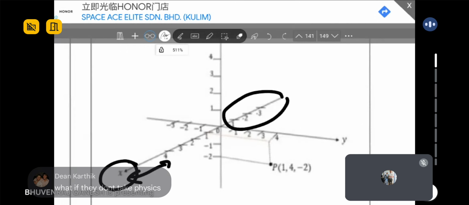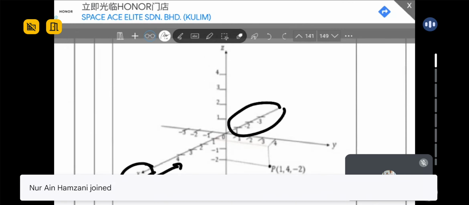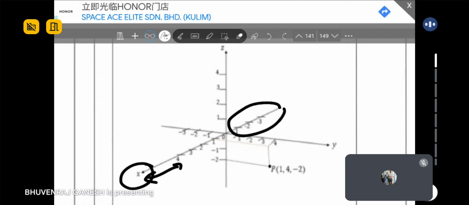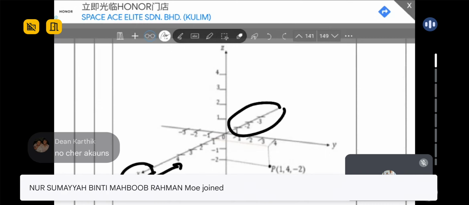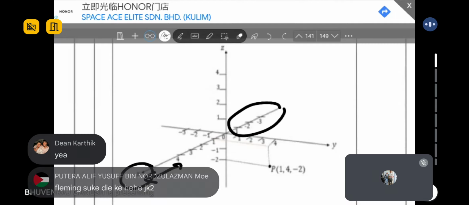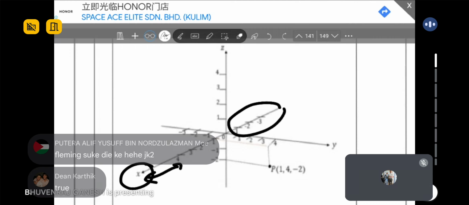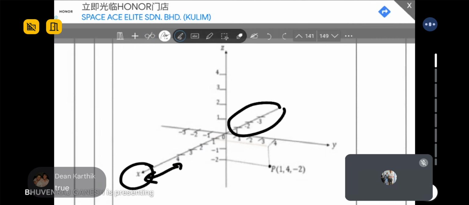Usually, right, guys? No, add maths people usually will take physics. Am I right? Biasanya orang yang ambil matematik tambahan akan ambil physics. Yes, I know. Got some also account and maths. But majority is physics and maths. Am I right? Fleming suka dia ke? Yalah, mungkin dia suka Fleming.